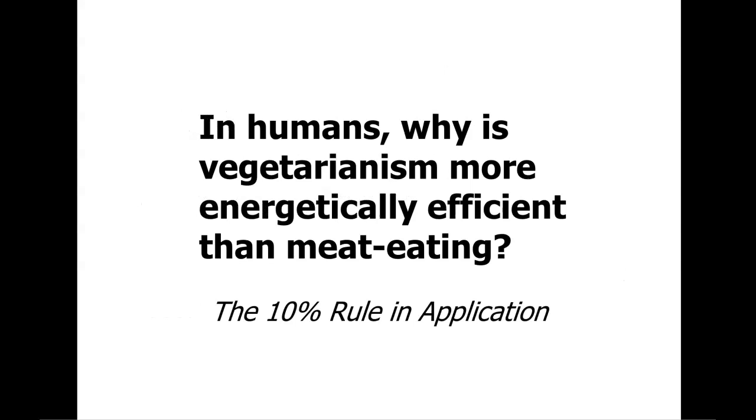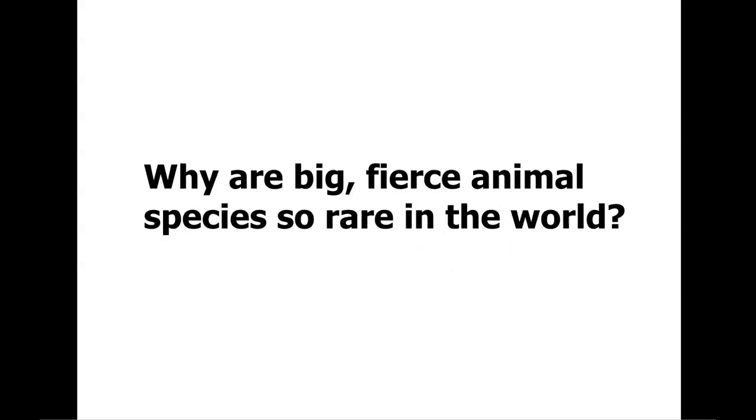So in humans, why is vegetarianism more energetically efficient than meat eating? Well, that's where that 10% rule applies. You're going to be able to take in more nutrients for the biomass than you will be with meat products. So why are big, fierce animal species so rare in the world? Well, it's actually going to be due to this biomass or 10% rule, because we're going to have less species that are able to consume the amounts of meat and things that they need in order to keep their bodies going.